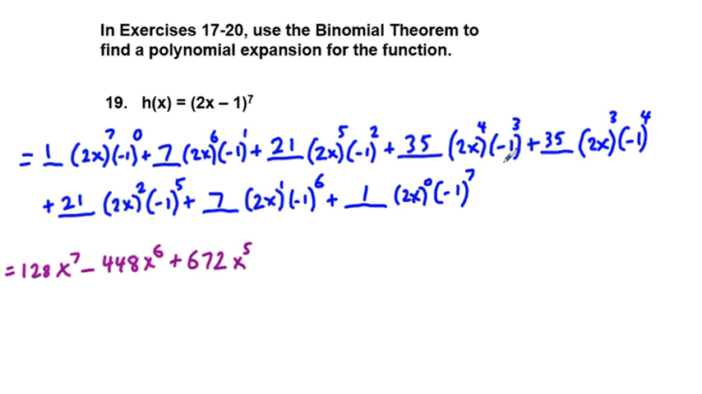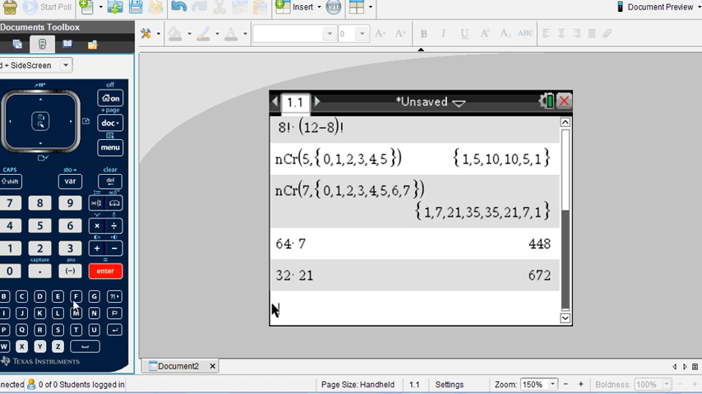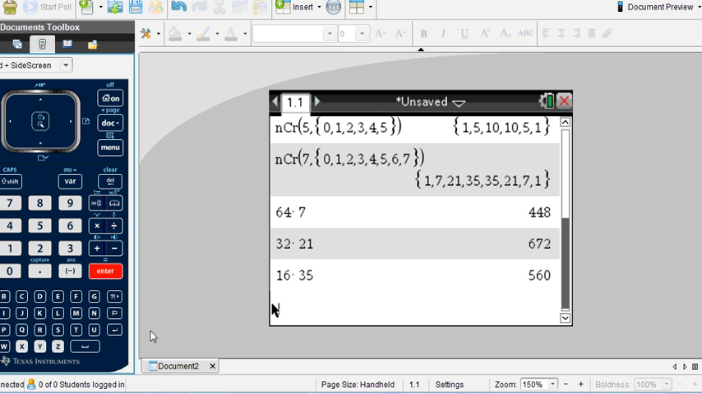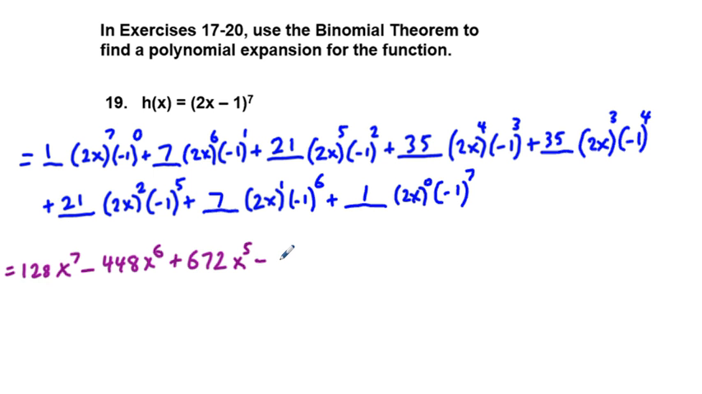The next one with x to the fourth, we're going to have this -1 cubed is going to turn this thing negative, so we're going to have minus, and 2 to the fourth power is 16, so we're going to have 16 times this 35. So we go to our calculator, 16 times 35, we get 560. So we come over here, put minus 560x to the fourth power.